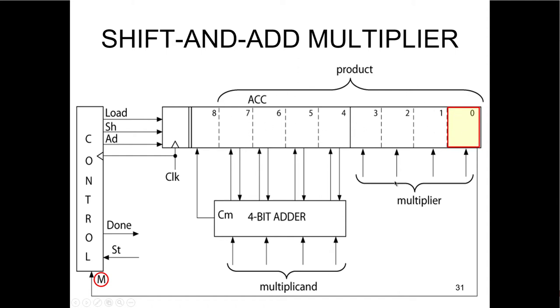And as we shift, we're slowly shifting out the multiplier digits, and the current digit of interest will be in this zero bit position. If it's a 0, this feeds into the controller. If it's a one, then we add and then shift. If it's a zero, we just shift. We start the process with a start signal, which issues a load command to get everything set up. And then when we're finished, we issue a done command.